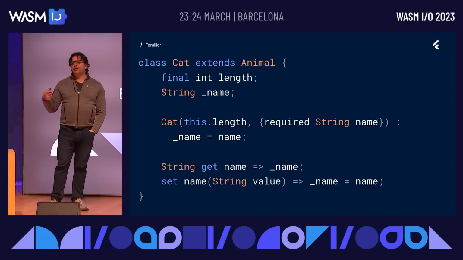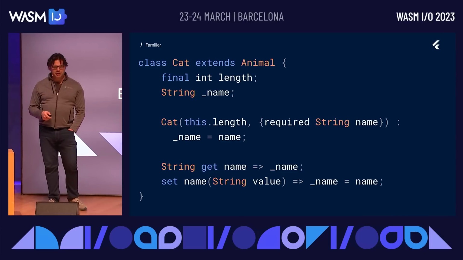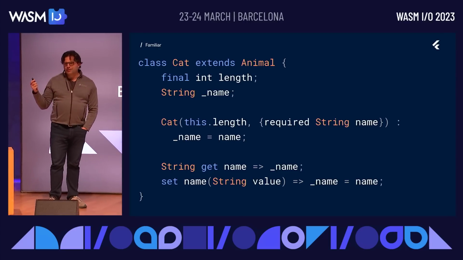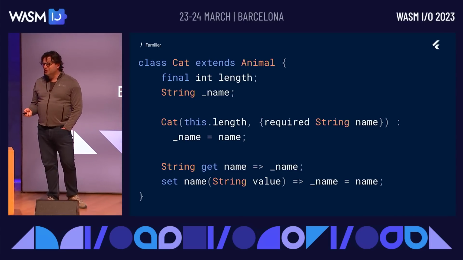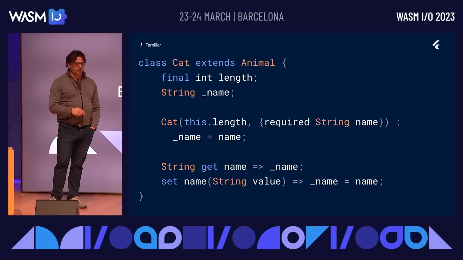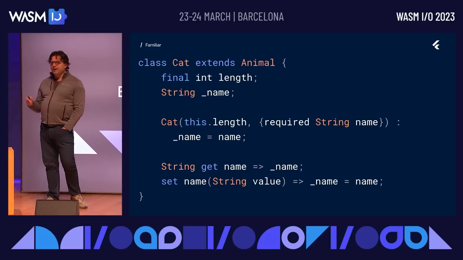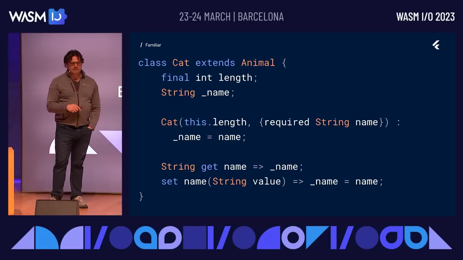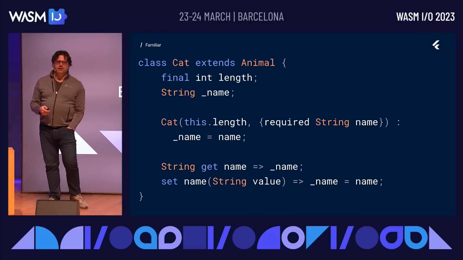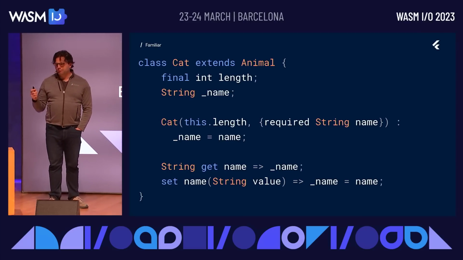We have all the features you'd expect from a modern object-oriented language. So our syntax, if you do C++, Java, JavaScript, C#, it should look really familiar to you. Finals, private is just underscore, named arguments, getters, setters, the kind of things that you should be pretty familiar with.